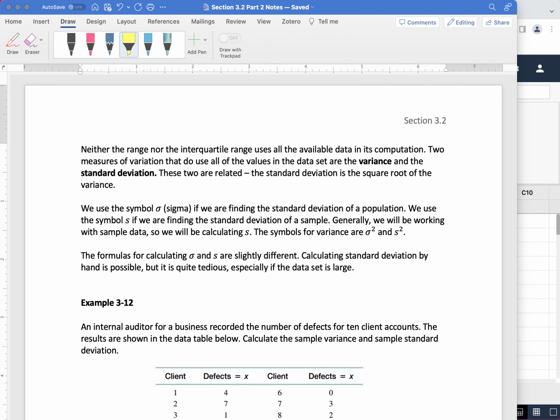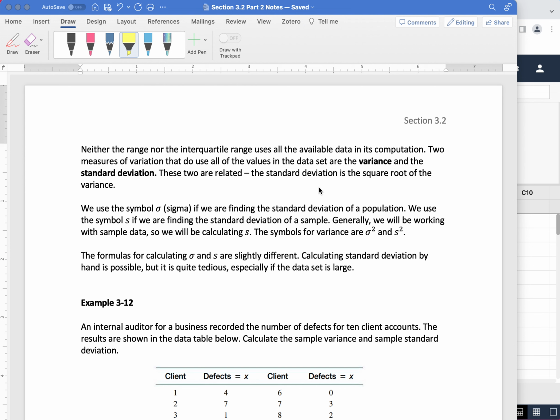In this video, we're going to talk about two additional measures of variation. They are called the variance and standard deviation. They use all of the values in the data set, unlike the range and interquartile range. Variance and standard deviation are related. The standard deviation is the square root of the variance, or the variance is the standard deviation squared.